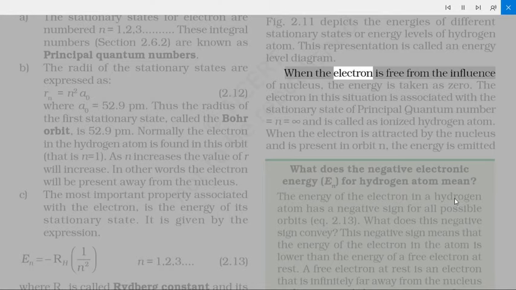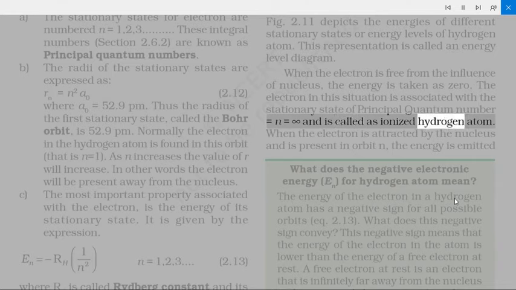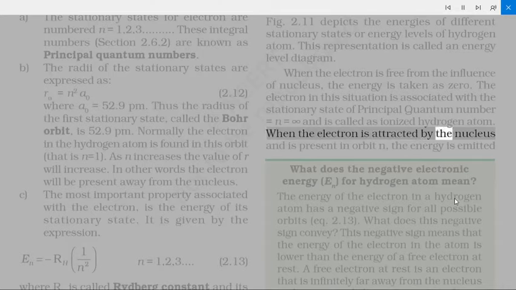When the electron is free from the influence of the nucleus, the energy is taken as zero. The electron in this situation is associated with the stationary state of principal quantum number n = ∞ and is called an ionized hydrogen atom. When the electron is attracted by the nucleus and is present in orbit n, the energy is emitted.